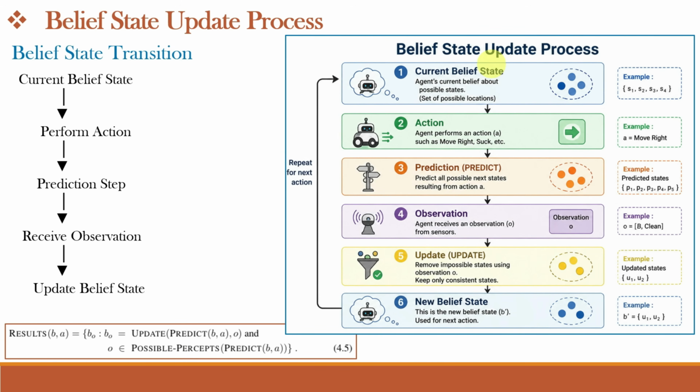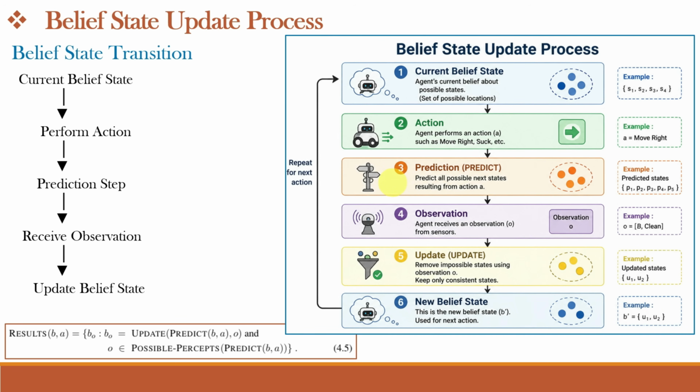Okay. This figure explains how an intelligent agent updates its belief. Suppose the robot currently believes that it may be in 4 different places. First, it performs an action. For example, it moves right. Now it predicts all possible new locations. Next, its sensors provide an observation O. For example, the sensors report I am in room B and it is clean. Using this observation, the robot removes all impossible locations and only the locations matching the observation are kept. And this updated set is called the new belief state.